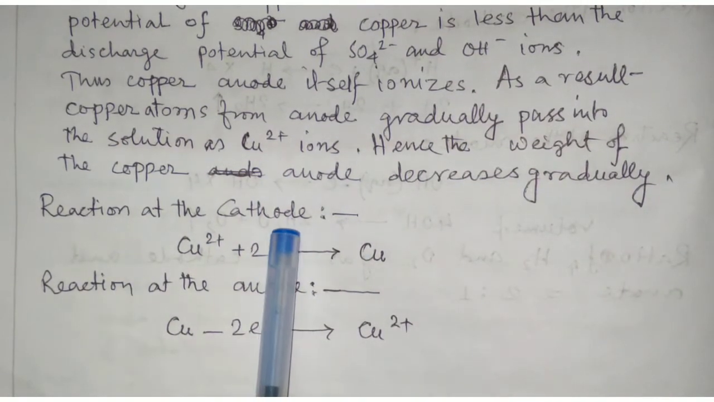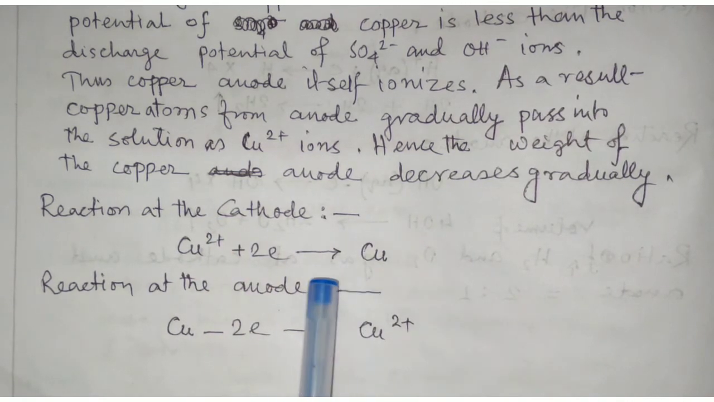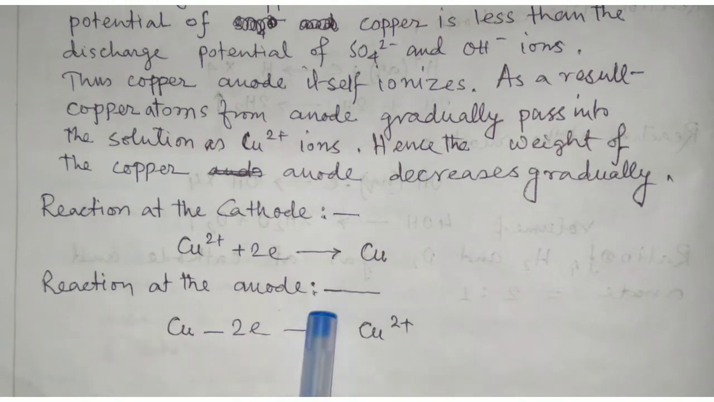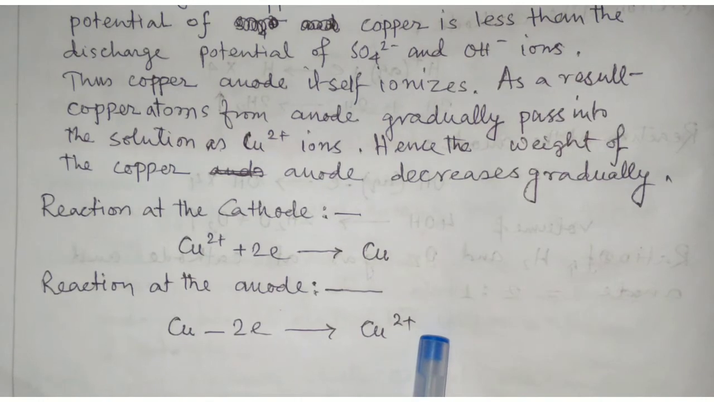The reaction at the cathode is Cu2+ plus 2e- gives Cu, and the reaction at the anode is Cu minus 2e- gives Cu2+.